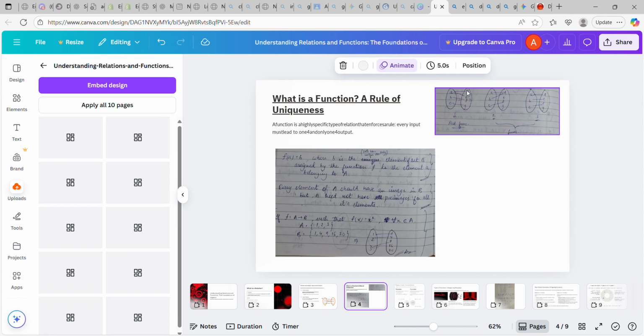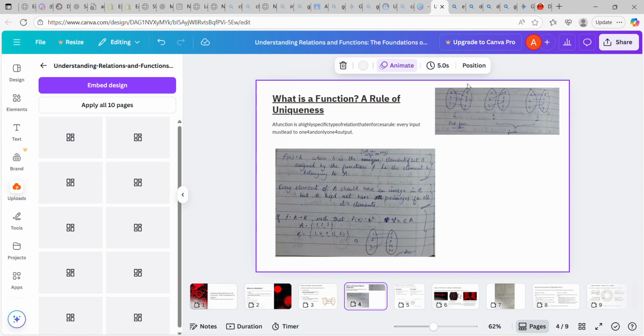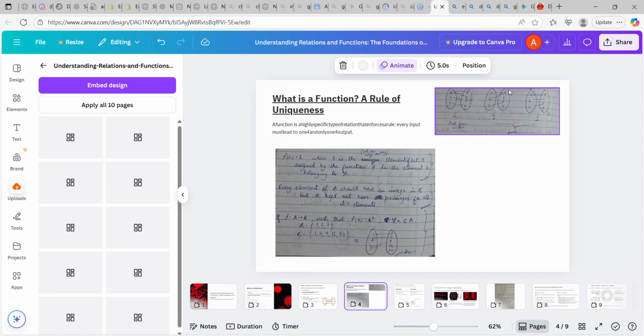like it's shown here, so it's not a function because there are three fundamentals of it. So f: A → B, where f(a) is the only element of set B assigned by the function f to the element a belonging to A. Every element of A should have an image in B, but B need not have a pre-image for all its elements. Like here it has pre-images, and here A goes to D, B to D and C to F.